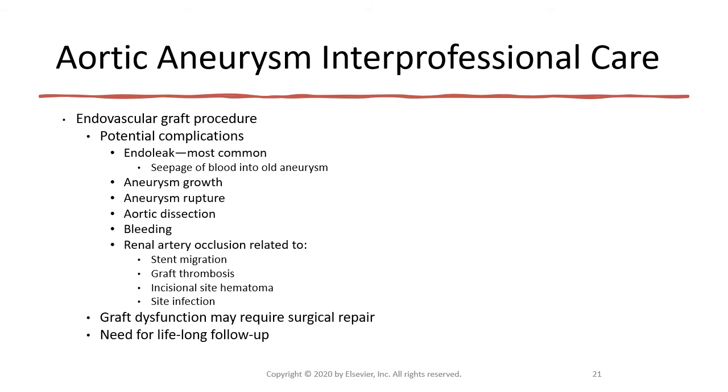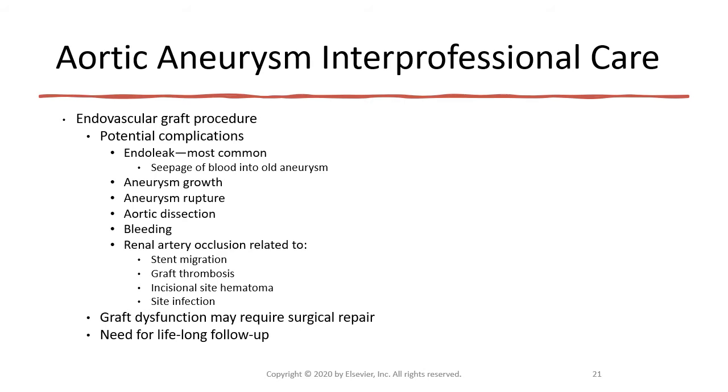The most common complication of EVAR is endoleak, and that's the seepage of blood back into the old aneurysm. This may result from an inadequate seal at either graft end, a tear through the graft fabric, or leakage between overlapping graft segments. Repair may require coil embolization, which is the insertion of beads for hemostasis. Other complications include aneurysm growth above or below the graft, aneurysm rupture, aortic dissection, bleeding, renal artery occlusion, migration, graft thrombosis, incisional site hematoma, and incisional infection.